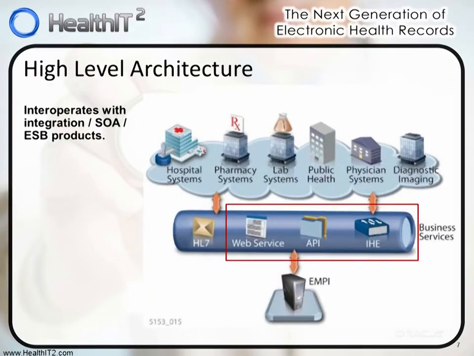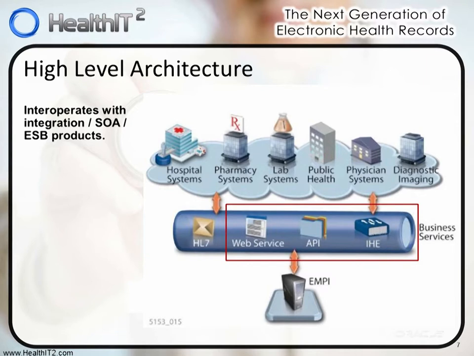So at a high-level architecture, we want to quickly discover how OHMPI interacts with an existing environment. In this case, we're representing a clinical setting. We've got a variety of different systems here, from hospital systems, pharmacy, lab, different departmental systems there. And we interact with the product typically through an integration or SOA or enterprise service bus type of layer.